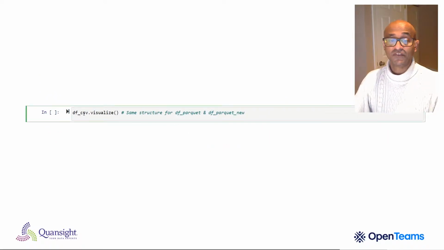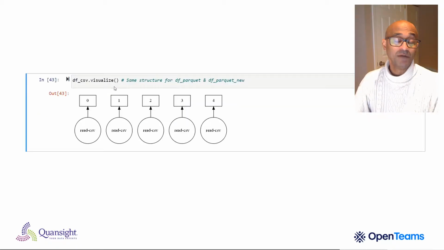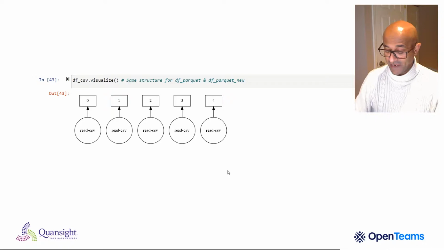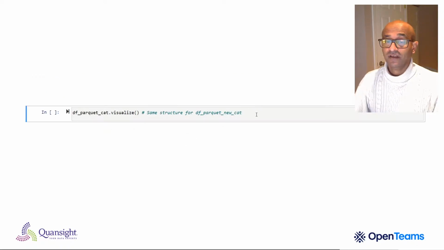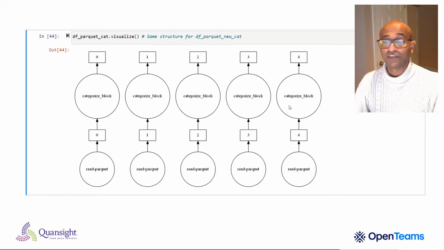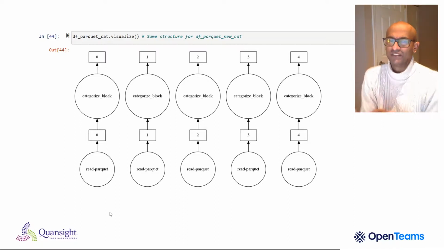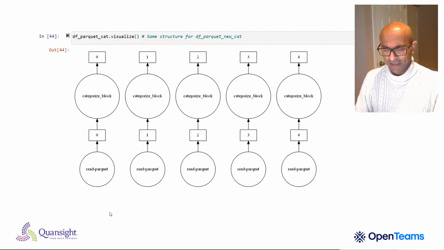And again, we can see the structure of this. Remember, if I call df_csv, that is really just reading from disk, and we get the same structure of task graph for df_parquet and df_parquet_new. After calling categorize, there's an additional call to the categorize method, which has to be done on each block, but those can all be done in parallel. Afterwards, there is some communication back to the metadata of the whole Dask data frame.